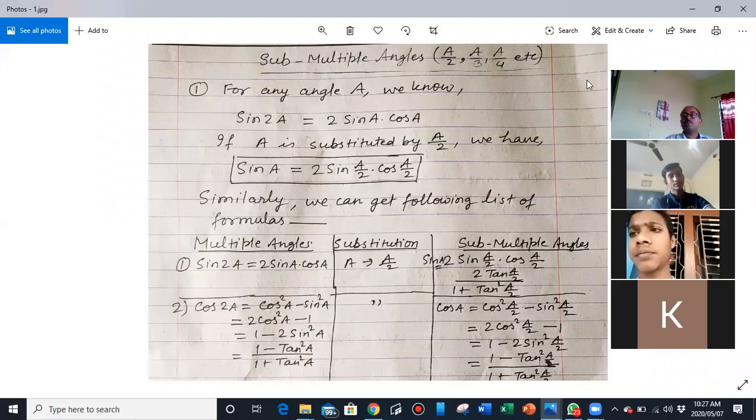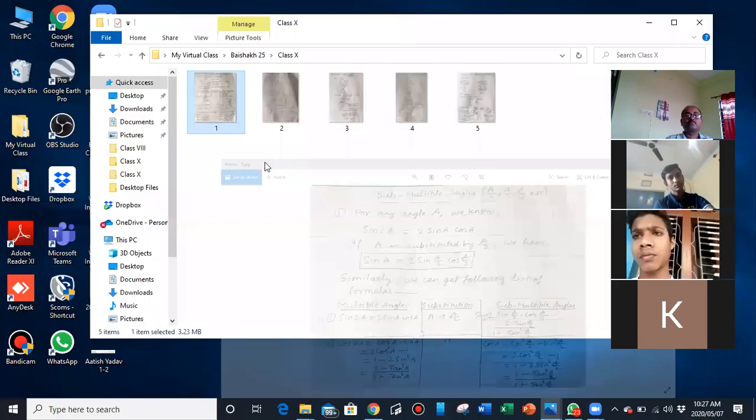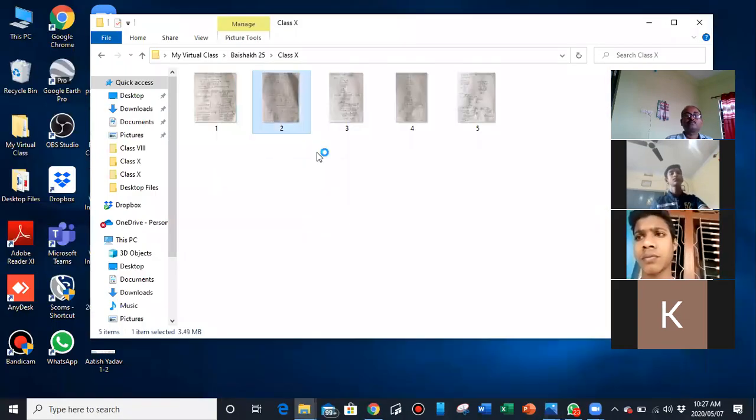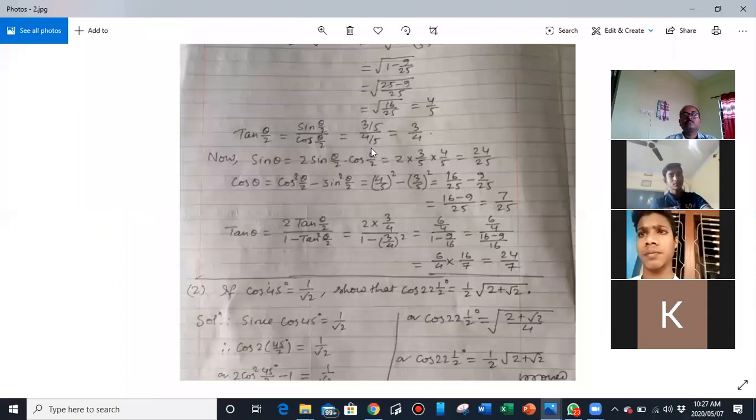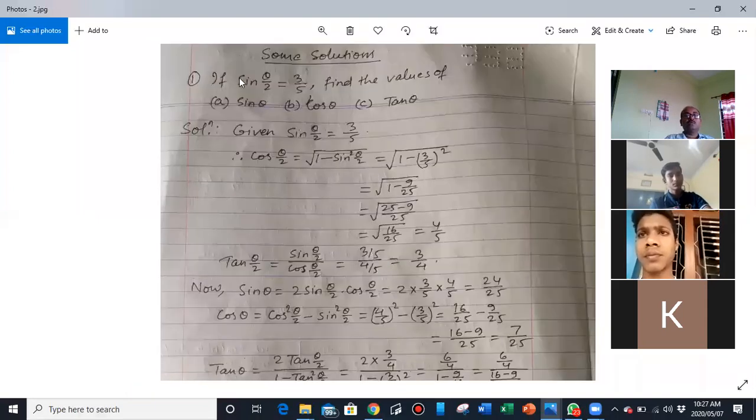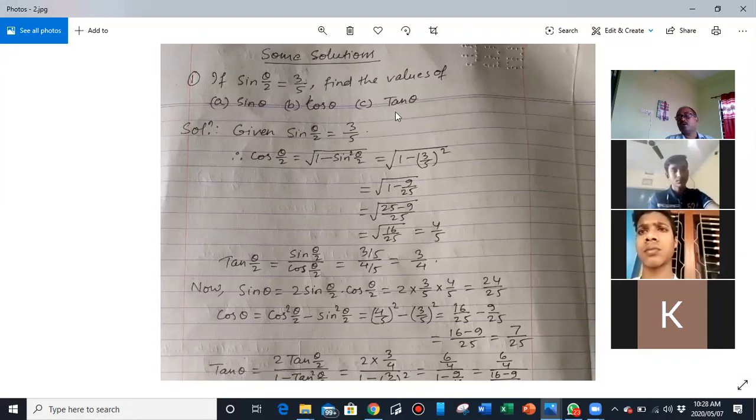Now I have posted some solutions. So let us see. See this question. Sin theta upon 2 is given. It is 3 by 5. You have to find sin theta, cos theta and tan theta one by one.